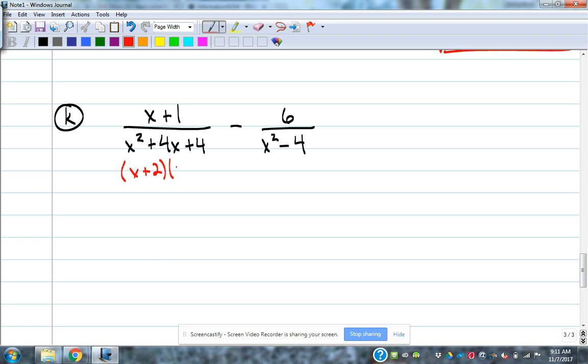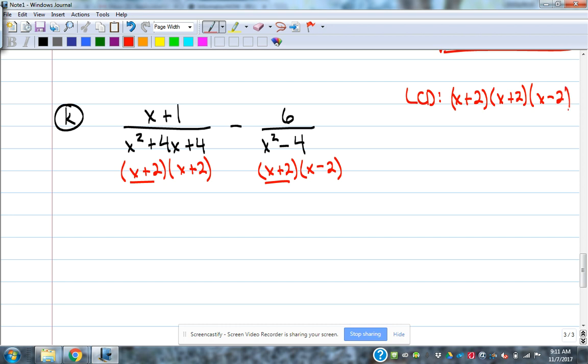Good. x plus 2 and x plus 2. The second one, x plus 2 and x minus 2, the difference of squares. Now, least common denominator, what do they share? An x plus 2. One x plus 2 is shared. What's not shared? Another x plus 2 and the x minus 2. So there should be 3 factors in the denominators of both of them when we get done.